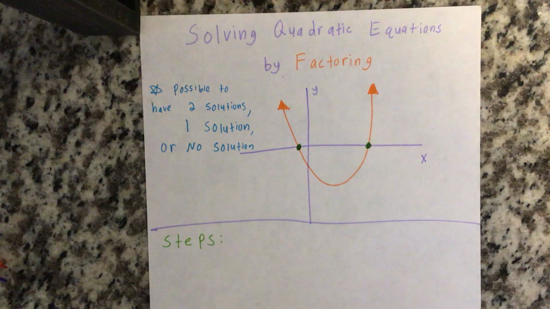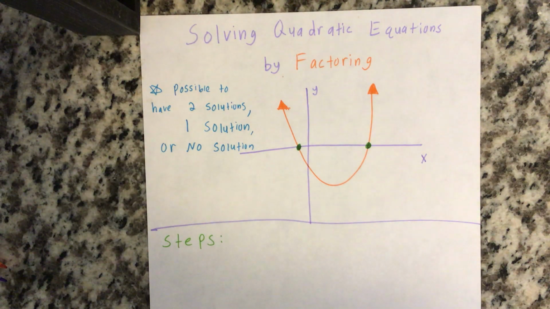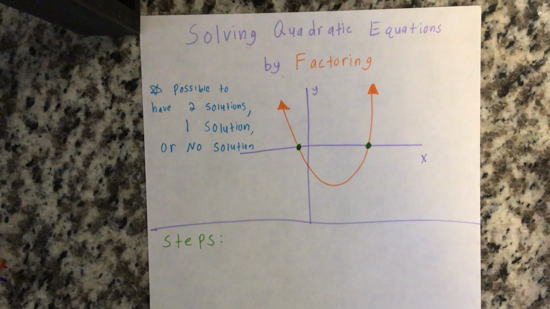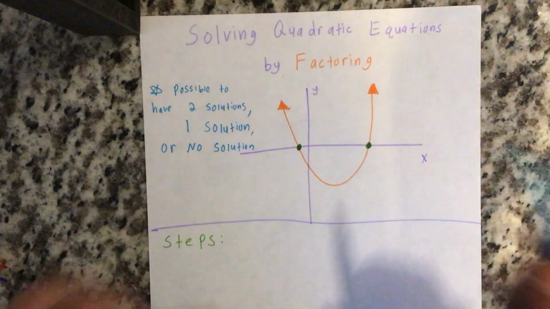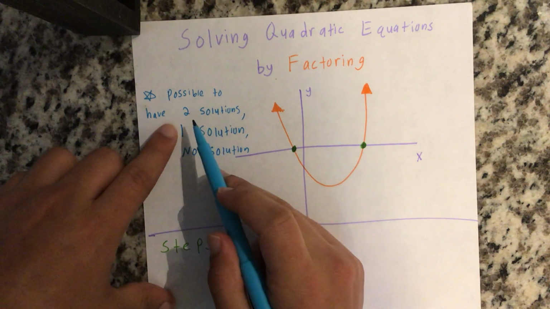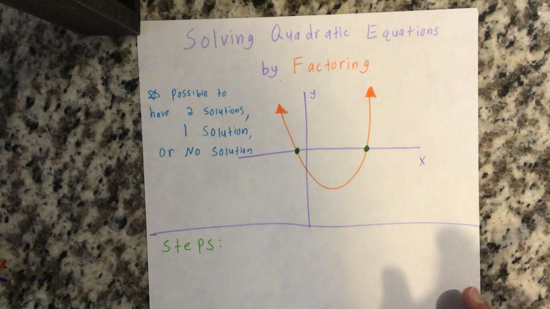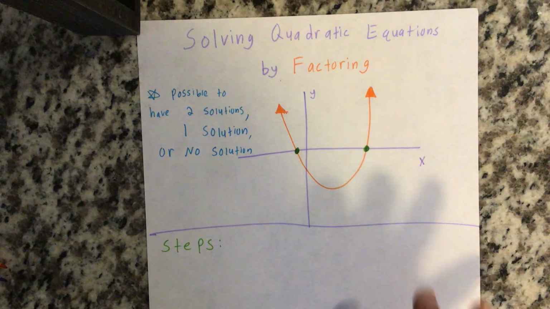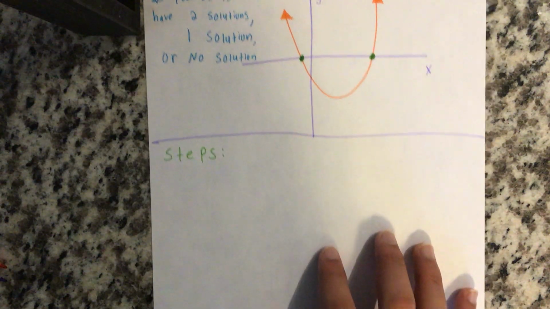All three of those are possible, and we're going to see examples of those throughout the week. But today we're going to focus on the easier ones that have two solutions, because that's mainly what you're going to see. But just always keep this in mind, because you can have two, one, or none, okay? So let's get down to the steps. There's always steps.